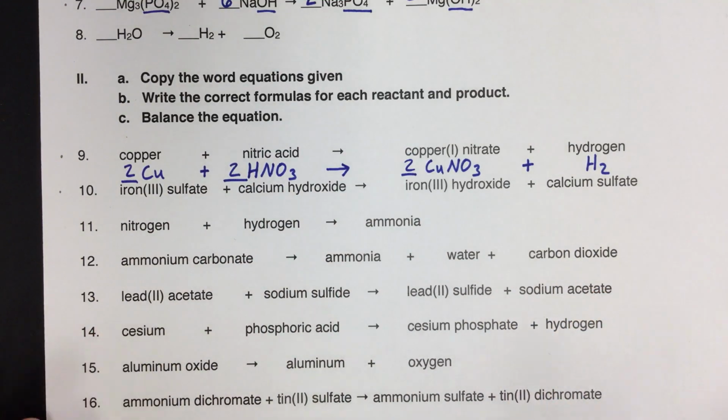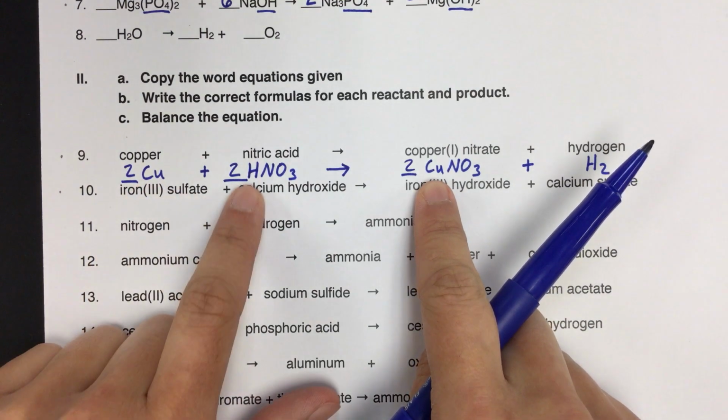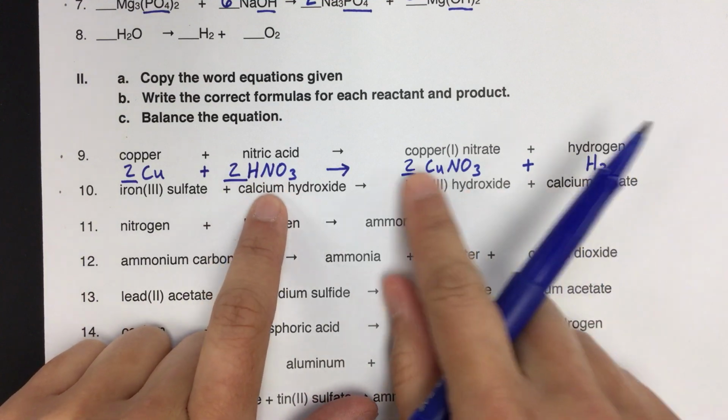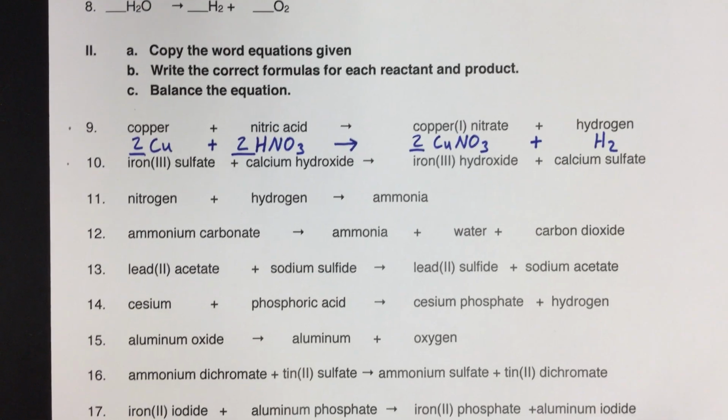And now maybe we're done, but again, it's always good to go through quickly again, just to make sure that all of your balancing worked out in the end. So 2 coppers, 2 coppers, 2 hydrogens, 2 hydrogens, 2 nitrates, 2 nitrates. So this one looks good. All right, so that's number 9. We'll move on to number 10.